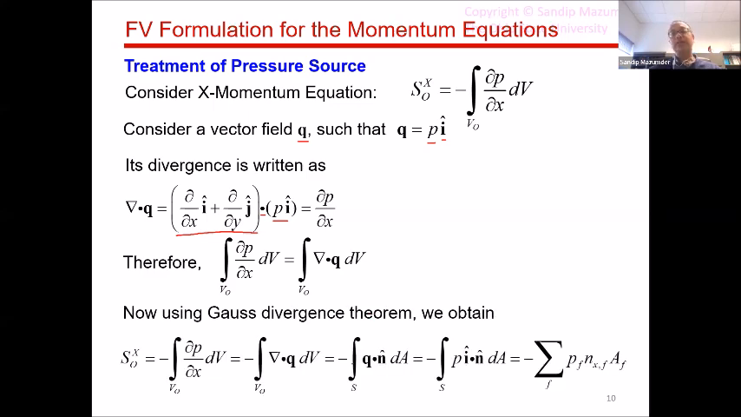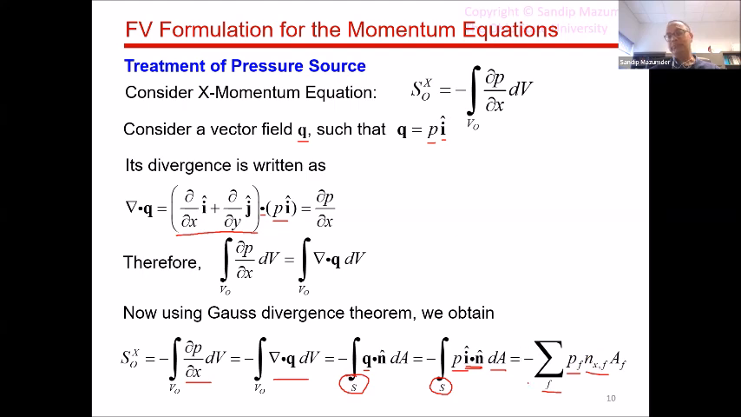And now we can therefore calculate our source term. So instead of using dp/dx dV, I'm using divergence of q dV, to which I can apply the divergence theorem, converting it to a surface integral from a volume integral like we have always been doing. And this now becomes q dot n dA. And now I bring back my definition of q, which is p times i. And of course, i dot n is nothing but the x component of the surface normal, or nx. So when I write this integral for a discrete number of faces, basically I get the pressure at the face, times the x component of the surface normal, which comes out of this dot product at that face, times the area of the face. So this is my formula for calculating the source term.